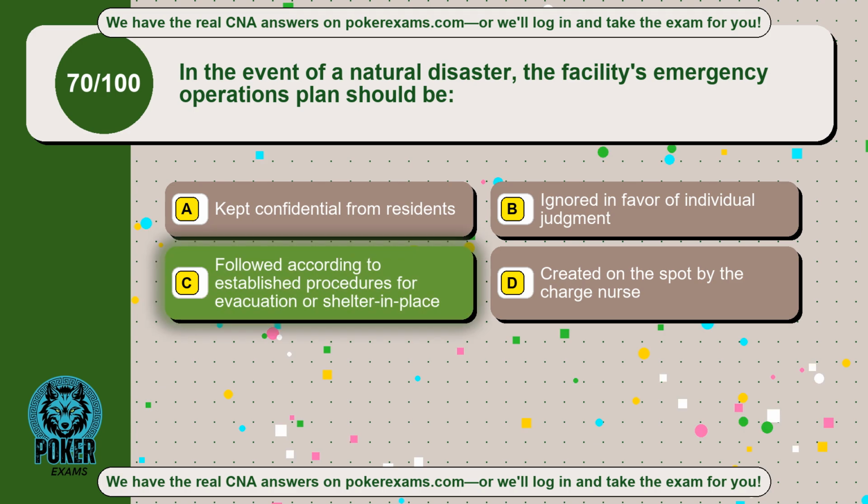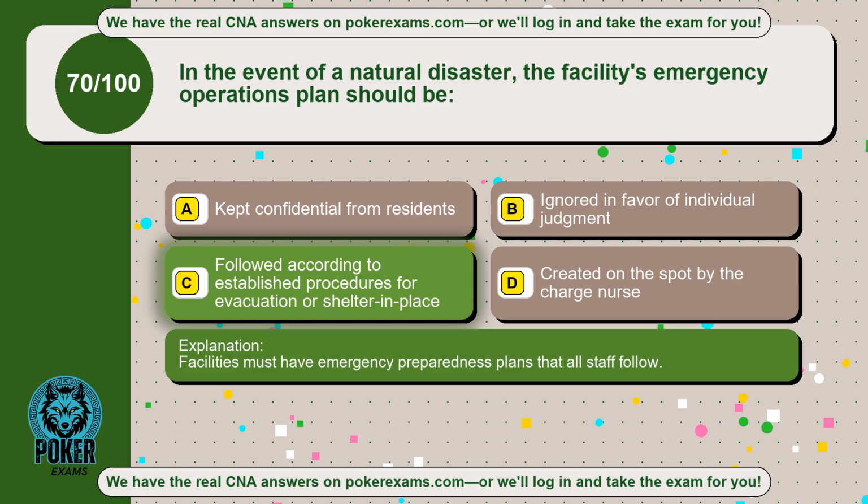The correct answer is option C. Followed according to established procedures for evacuation or shelter in place. Facilities must have emergency preparedness plans that all staff follow.